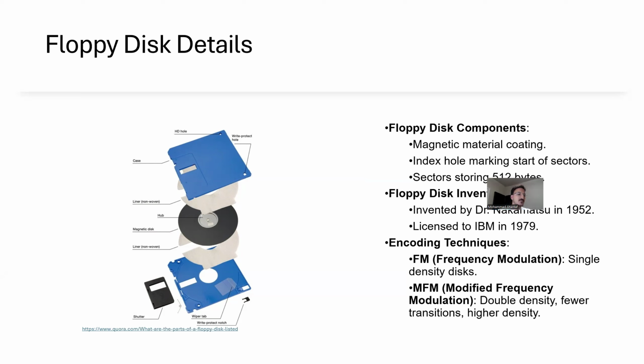The floppy disk was licensed by IBM, and it was invented by Dr. Nakamatsu in 1952. The encoding techniques for it were FM or MFM, which mean frequency modulation or modified frequency modulation. The frequency modulation has just a simple single density disk, while the modified one was double density, with fewer transitions and a higher density, which was like the better version of it, pretty much an upgraded version of the regular floppy disk.